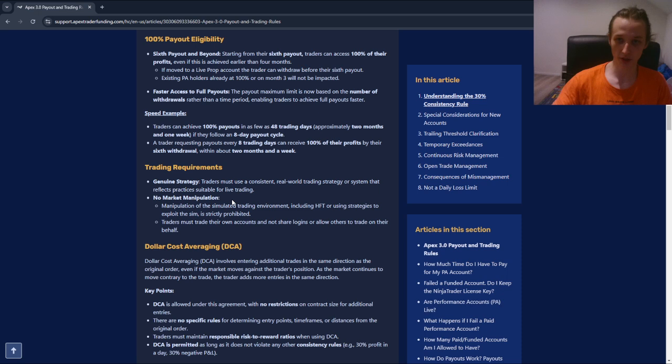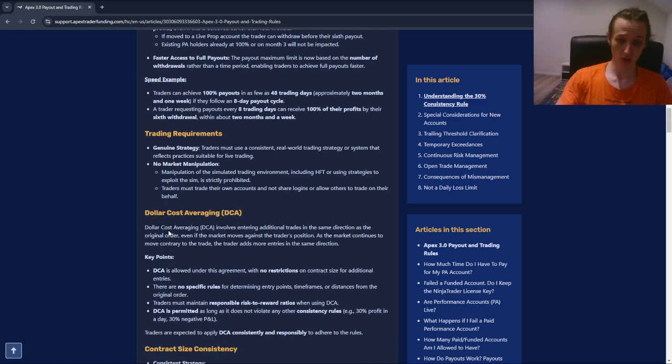Hedging, I think, is basically going long in one funded account and going short in the other funded account. That is prohibited. Traders must trade their own accounts and not share logins or allow others to trade on their behalf.